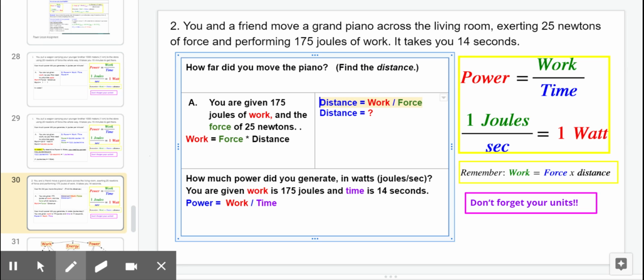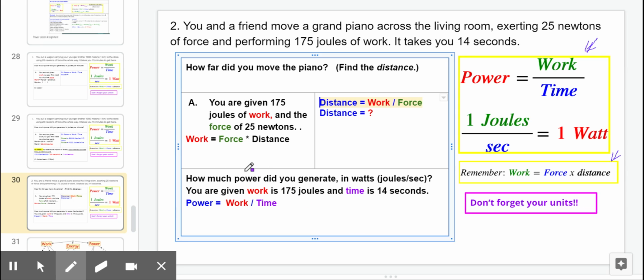You need an equation that has distance in it. The power equation does not have distance in it, so you need to use a different equation. The work equation has distance in it, so we can use the work equation to solve for distance.